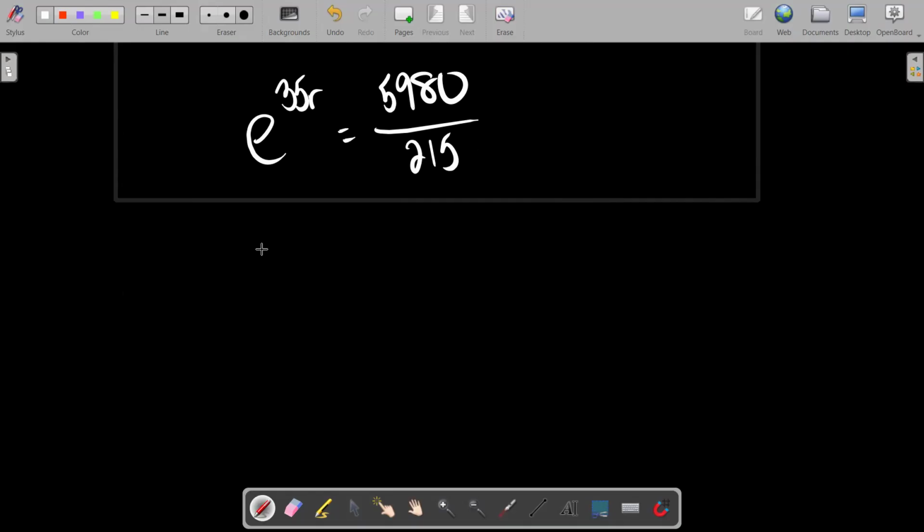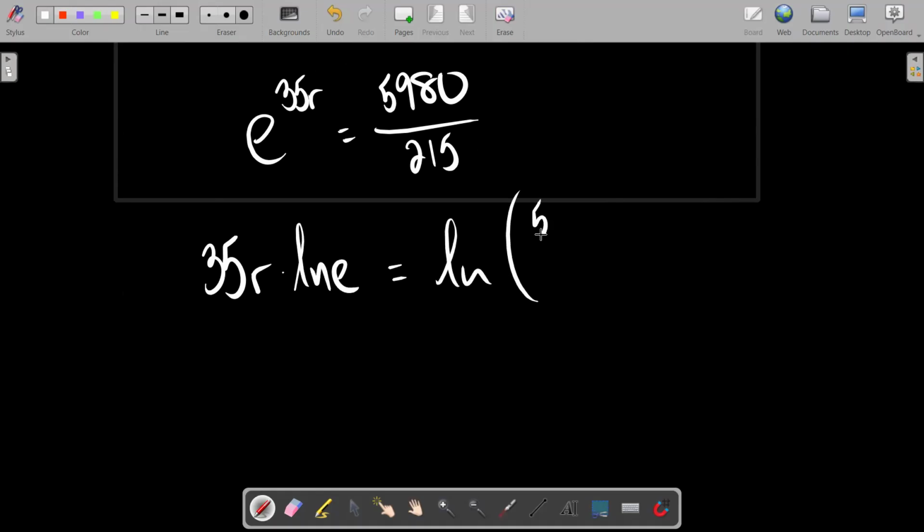And the reason, again, as we've seen, is when the E is the base, a natural log will create a little bit of a time saver for us. So when you natural log both sides, I don't know if you want to write this part down or not. You might want to hold off a second. But what it would look like is 35R comes down times the natural log of E equals the natural log of our fraction, 5980 over 215. Right? But having taken a quiz on this last week, you're familiar with what I'm about to do. This natural log of E equals 1.